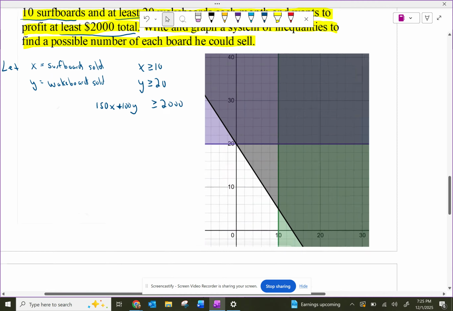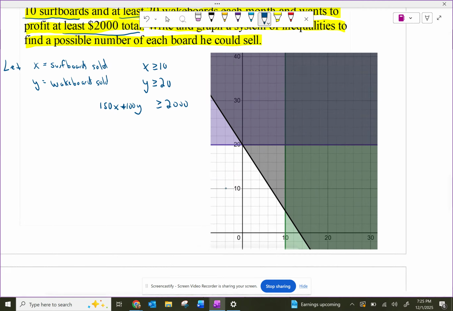All right, so then we just want to find a possible solution. So let's use this one right here. This would be the point 20, 30. So let's do a different color. So 20, 30 is a possible solution. In other words, 20 surfboards and 30 wakeboards.